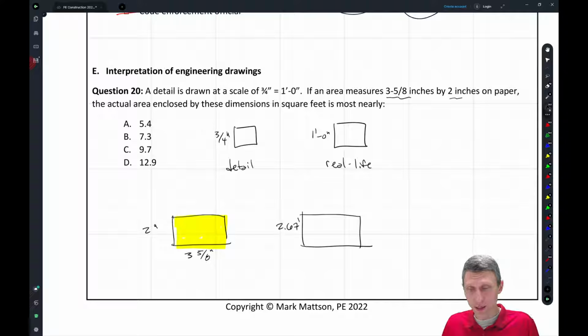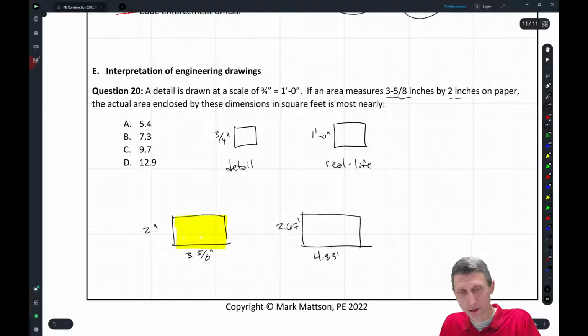As we keep going here, we'll go to 3.625 divided by 0.75, and I got like 4.83 feet. So when you multiply those two together, you get this area of 2.67 feet times 4.83 feet, and I think that works out to be 12.9.